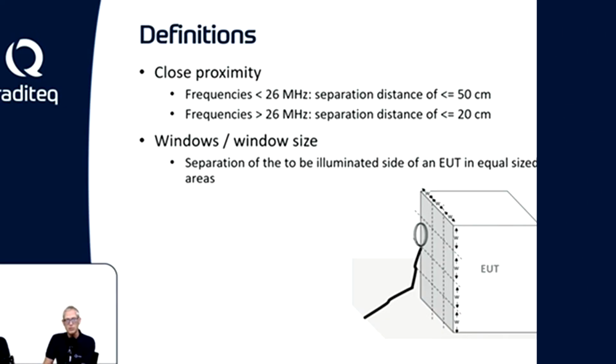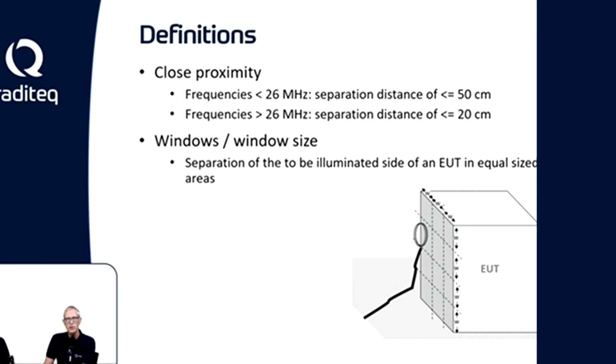I first want to discuss two definitions that are often used in these standards. One is the close proximity. And in close proximity, we understand that for frequencies below 26 megahertz, there is a distance smaller than 50 centimeters. For frequencies larger than 26 megahertz, the close proximity is when the distance between two devices is smaller than 20 centimeters. So that's what they specify as being close.